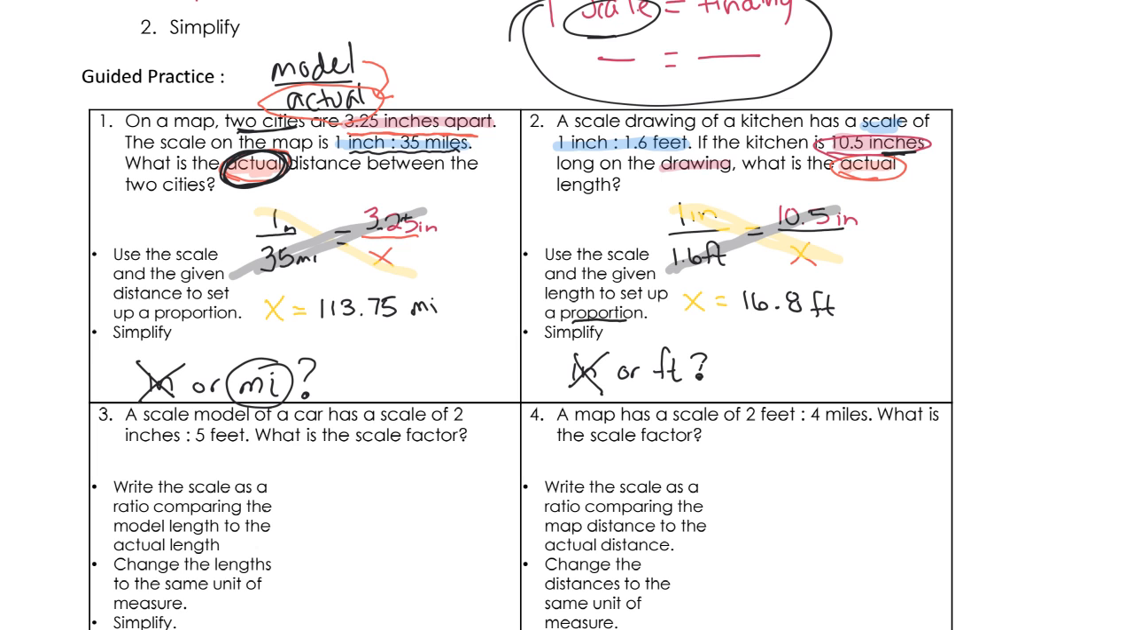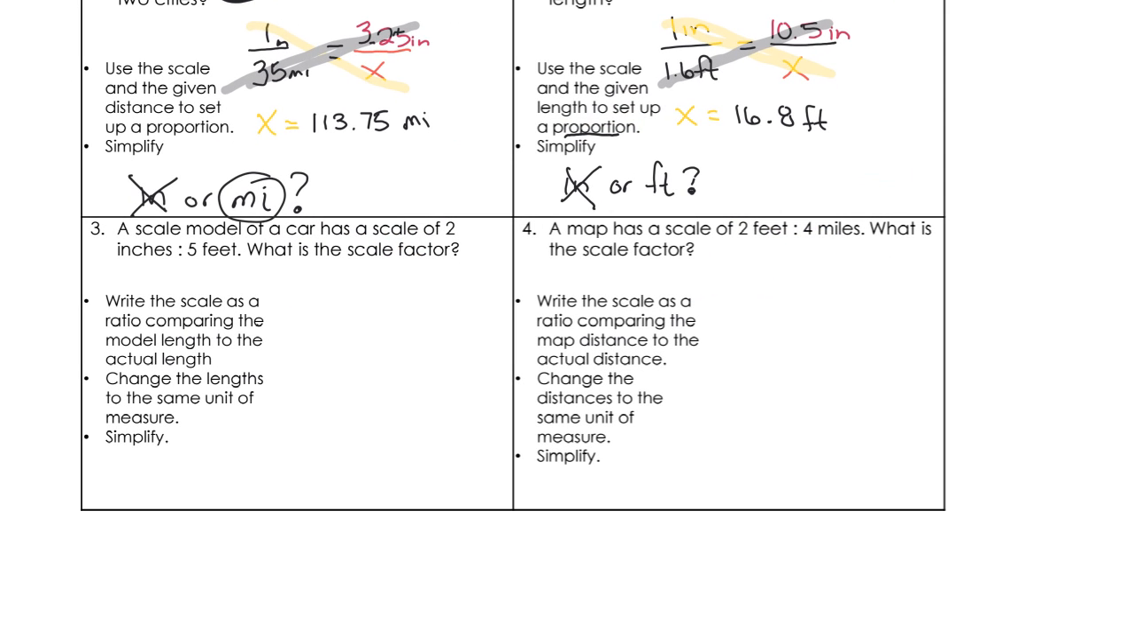Now, the next two are finding our scale factor. So, we have a scale model of 2 inches to 5 feet. So, in order to find our scale factor, remember we write it as a ratio, aka we write it as a fraction, 2 inches over 5 feet. And we really want to convert those feet to inches, because we want everything in the same unit.